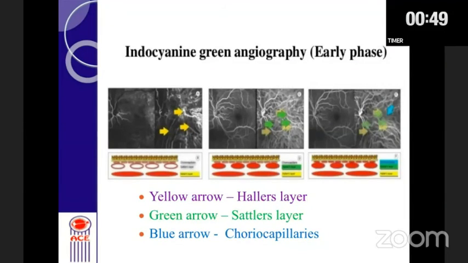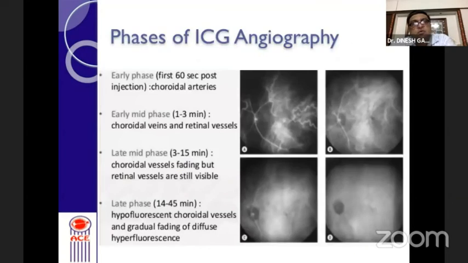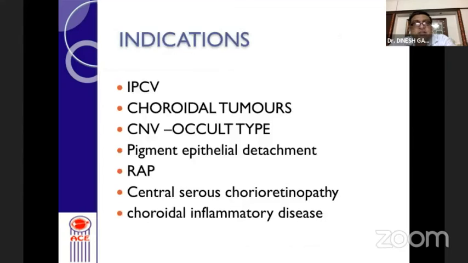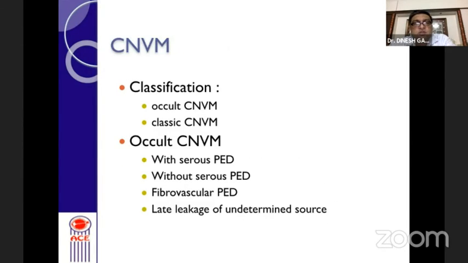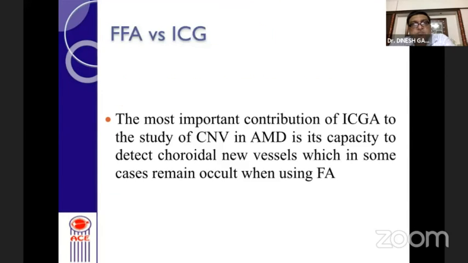It allows various layers of the choroid to be seen separately, the Haller's layer, Sattler's layer, and the choriocapillaris. There is an early phase, mid phase, late mid phase, and the late phase. Indications are mostly the choroidal lesions, CNVMs, and to differentiate occult and classic CNVM lesions, to look for a hotspot.